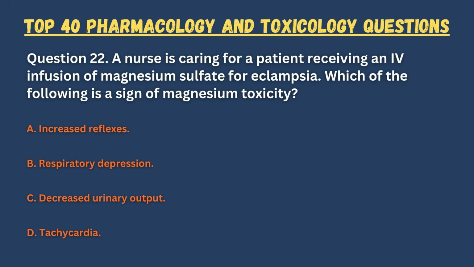Question 22. A nurse is caring for a patient receiving an IV infusion of magnesium sulfate for eclampsia. Which of the following is a sign of magnesium toxicity? A. Increased reflexes. B. Respiratory depression. C. Decreased urinary output. D. Tachycardia.